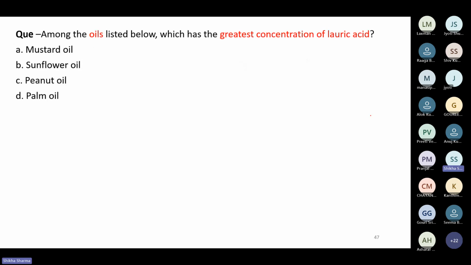So you were correct. Now there is a question on food lipids, oils. Among the oils listed below, which has the greatest concentration of lauric acid? Mustard oil, sunflower oil, peanut oil, or palm oil? Lauric acid.